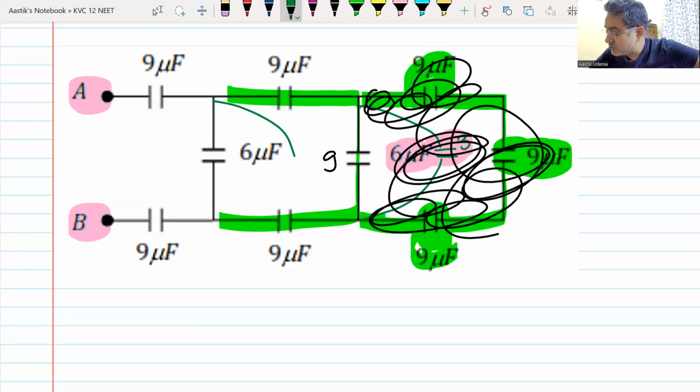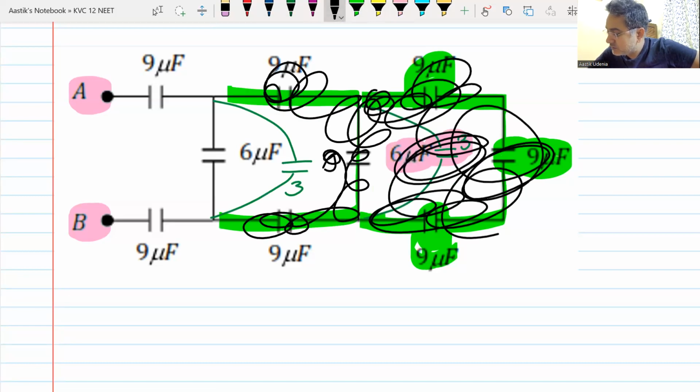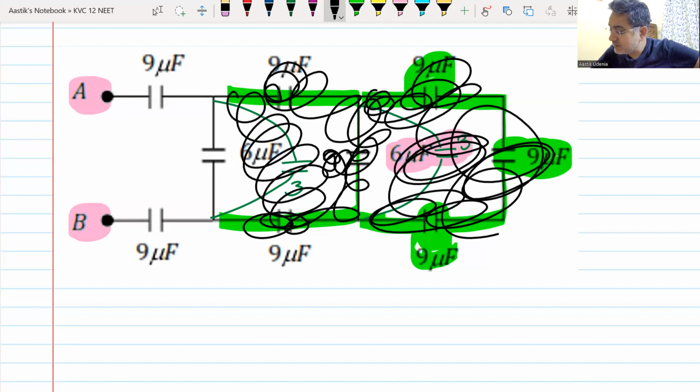I can remove these 3 capacitors and put a capacitance of 3 microfarad. I have removed all these 3 and I have put 3. Now this 3 and 6 are in parallel. It will become 9. So I remove everything and I put 9. Now everything has been removed. 9, 9 and 9 are in series. So the answer becomes 3 microfarad.